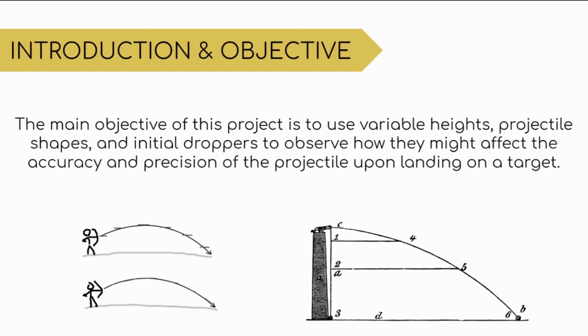So the objective of this experiment is to observe and record the effects of different heights and objects on the accuracy of the projectile upon landing on a target. Precision and accuracy will be based on the distance the objects will hit from the center of the archery type target.